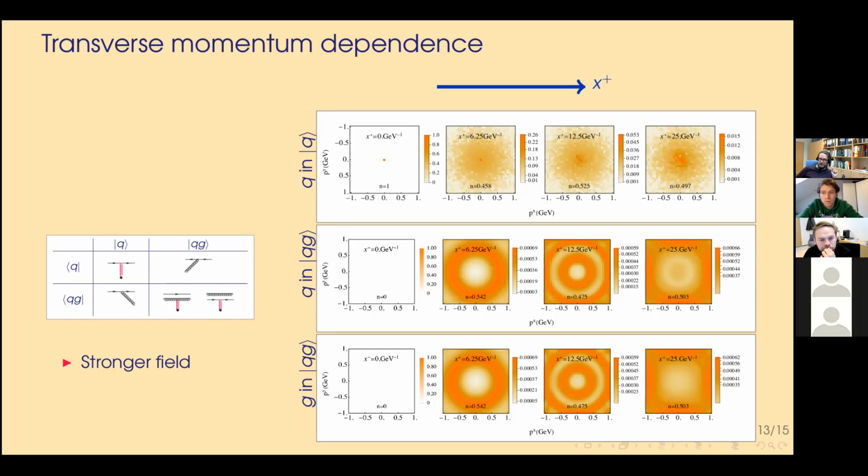What you can see more easily for the quark sector here is that you start with the transverse momentum 0, and then after you interact with the background field, with some probability, you have a non-zero transverse momentum.